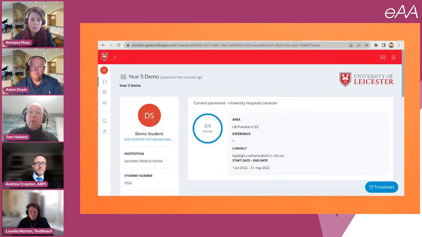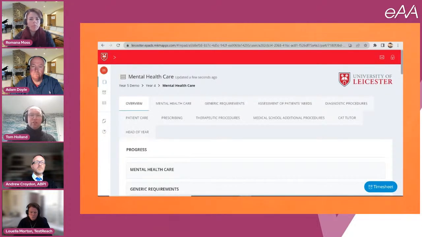So the system that we have will track the type of rotation that a student's on. So when you're going back and reviewing the feedback, you'll be able to compare things that happened on a pediatric rotation with things that happened on an emergency medicine rotation, and so on and so forth.